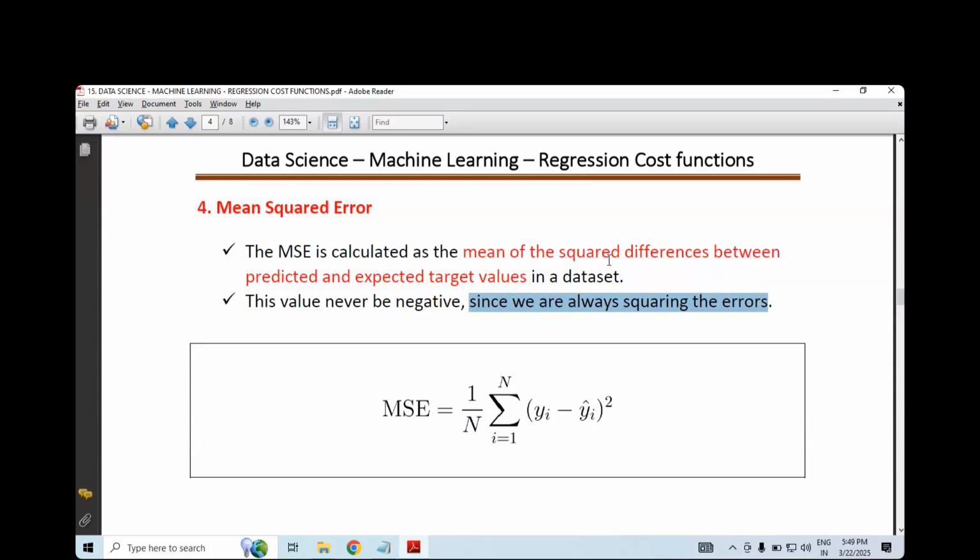What is the meaning of the error being negative? Any idea? Poor prediction. Okay, very good. If the residual is negative, it means the prediction value is above, and the actual value is below the regression line.